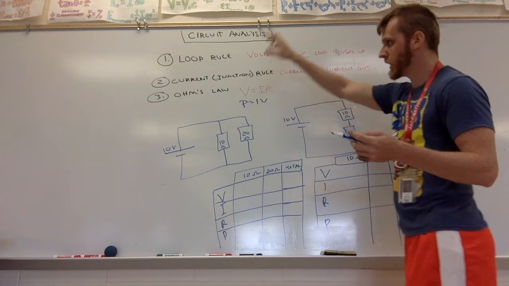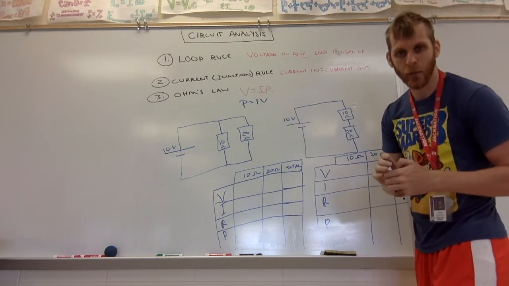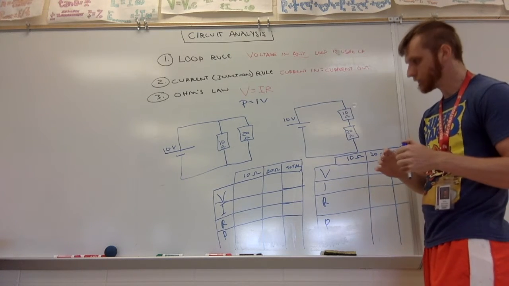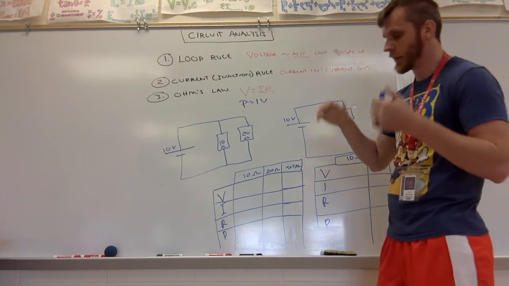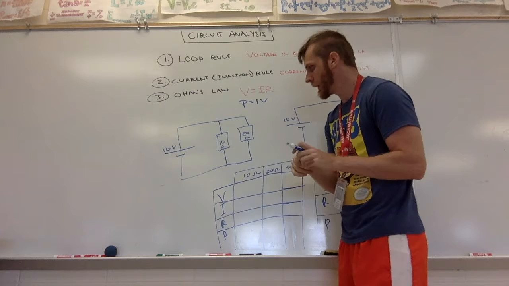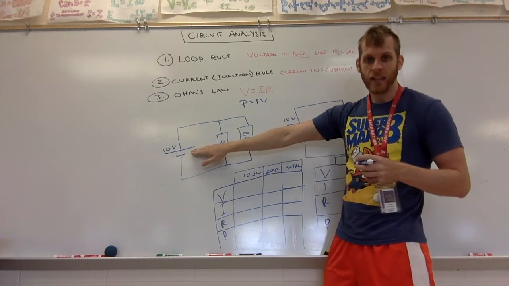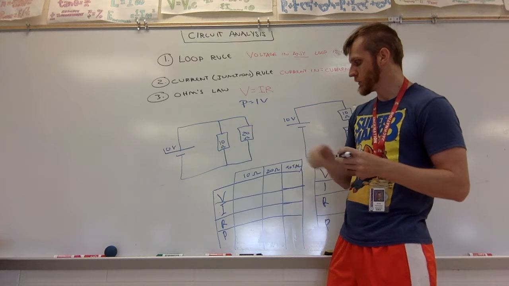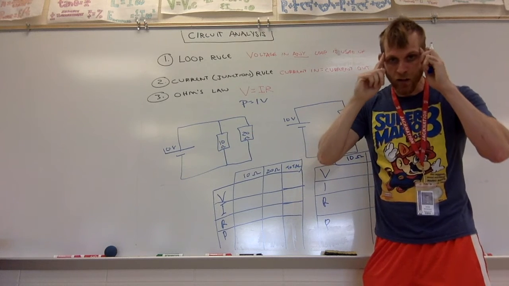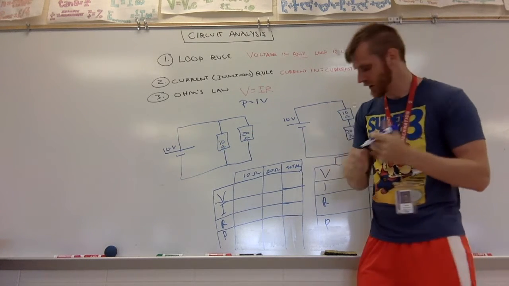I have 2 examples. We're going to apply these 3 laws. I like to make tables to keep things organized, little tables. So the way we look at it is look at each section at a time. So let's look at this first circuit. I know that the voltage of the battery is 10 volts. This is a symbol for a battery. These are resistors. I have a 10 ohm resistor and a 20 ohm resistor. So right away I can fill in the resistance of each resistor.